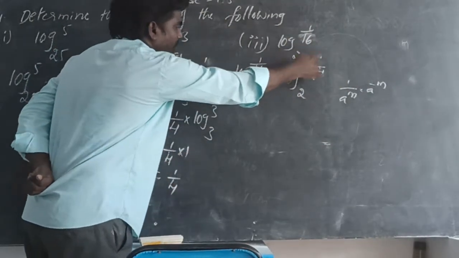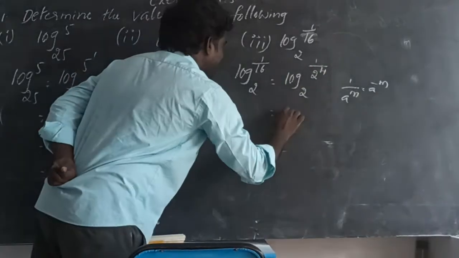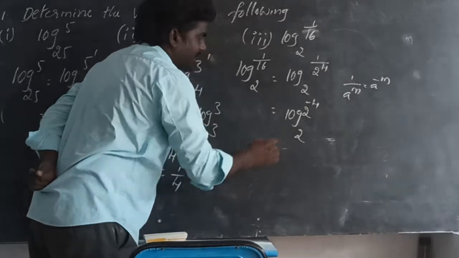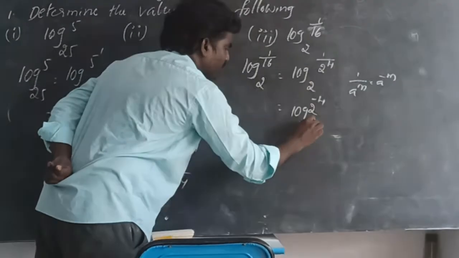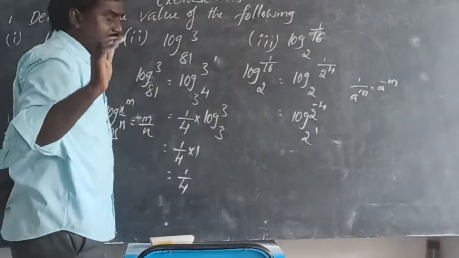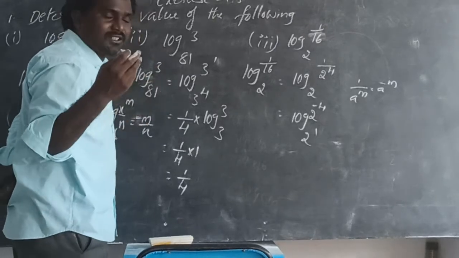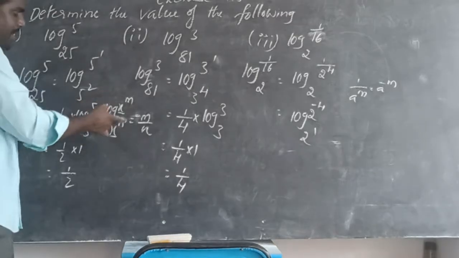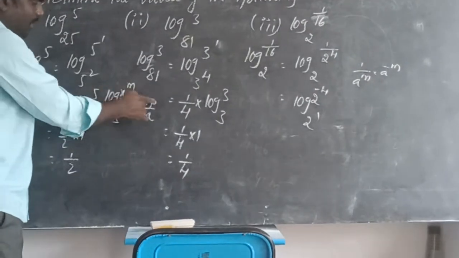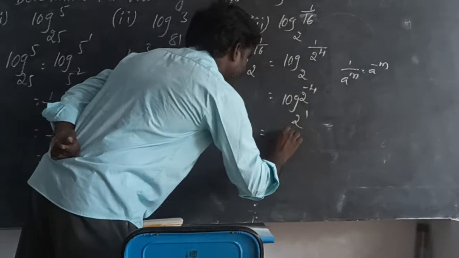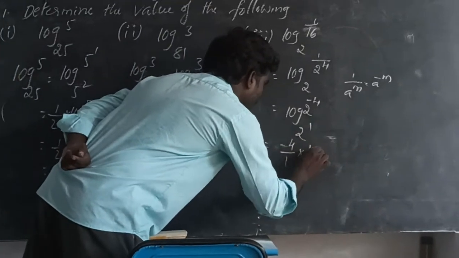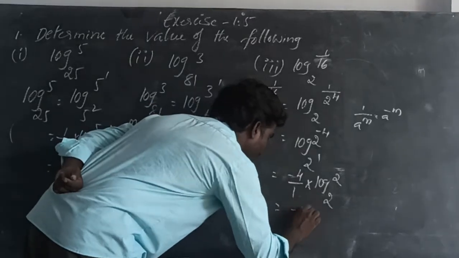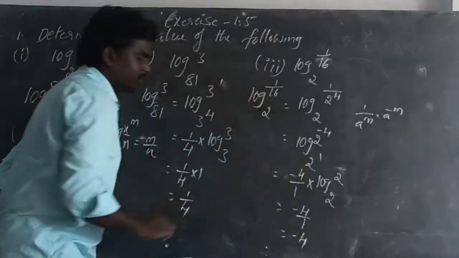So 1 by 2 to the power of 4 we can write as log 2 to the power of minus 4 base 2. Here the base 2 has no power, so the power is 1. If any number has no power, the power is 1. So which formula can you use here? Log x power m base x power n is equal to m by n. That is equal to minus 4 by 1 into log 2 base 2. Log 2 base 2 value is how much? 1. So minus 4 by 1, how much? Minus 4.